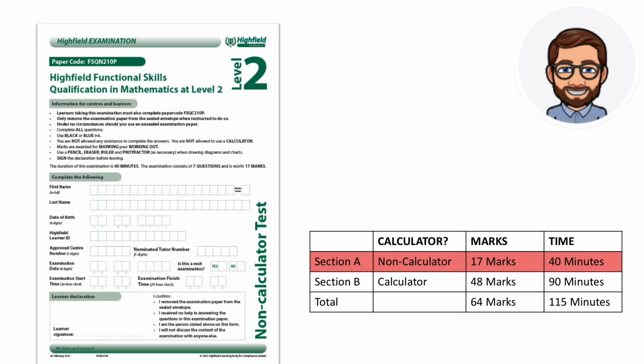Hi, I'm Mr. Mouse, and today we'll be looking at a Highfield Functional Skills qualification in Mathematics Level 2. Now this is a non-calculator paper.